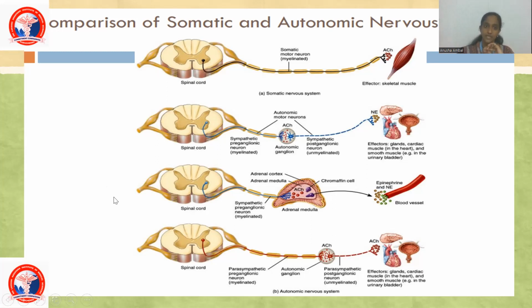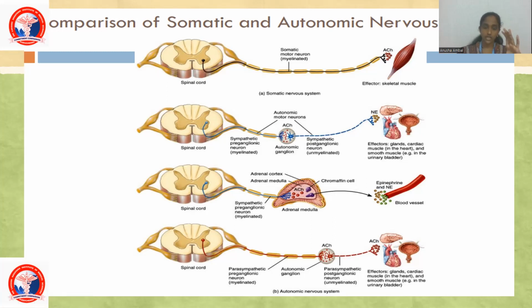Coming to the sympathetic, we have a 2 neuron pathway. In both sympathetic and parasympathetic, it is a 2 neuron pathway. Somatic is always single neuron. Autonomic is 2 neuron. What are the 2 neurons? Preganglionic neuron and postganglionic neuron. So this itself says that there is a ganglion in between. In the second pic, this is the ganglia, this is the preganglionic neuron, and this is the postganglionic neuron.